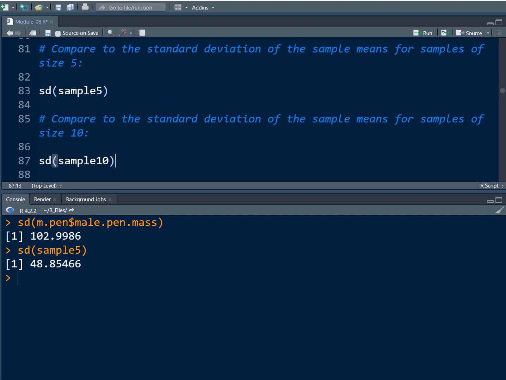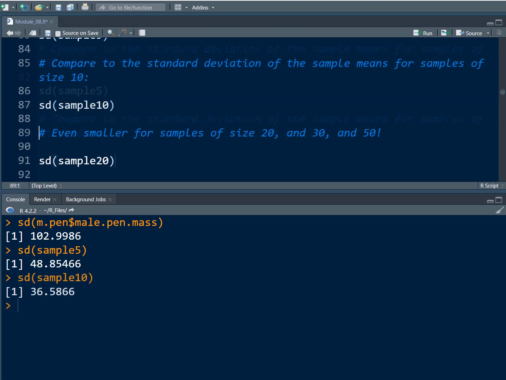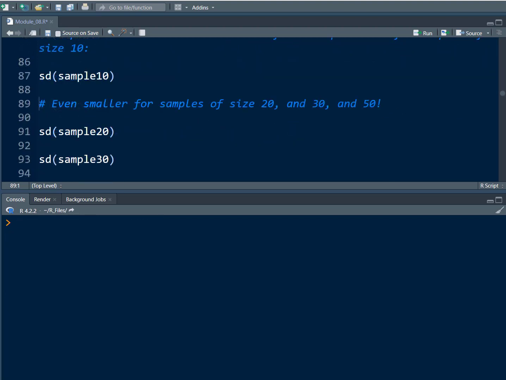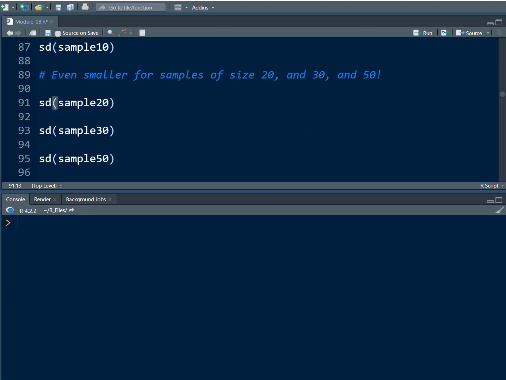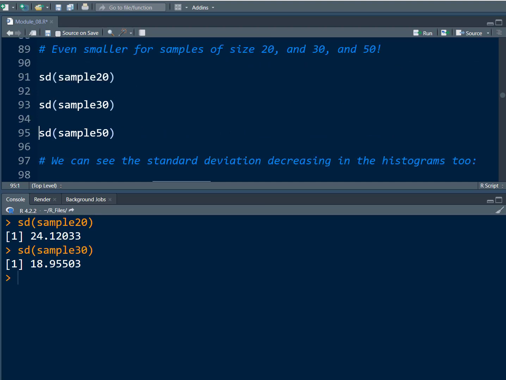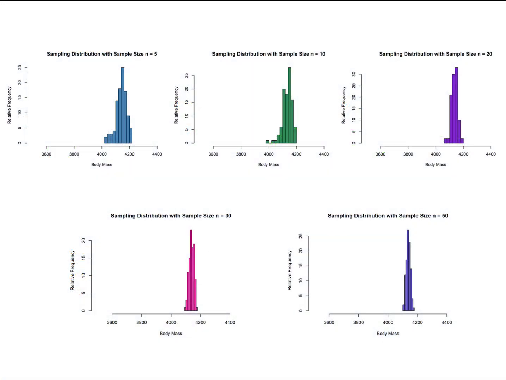What about when we had samples of size 10? Well, it's still not close. In fact, it's smaller. The sampling distribution standard deviation is even smaller for samples of size 20, and size 30, and size 50. We can even see this in the histograms. Notice how the spread is decreasing when the sample sizes increase.